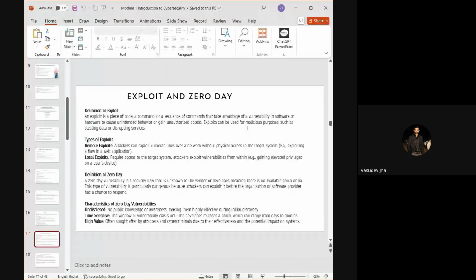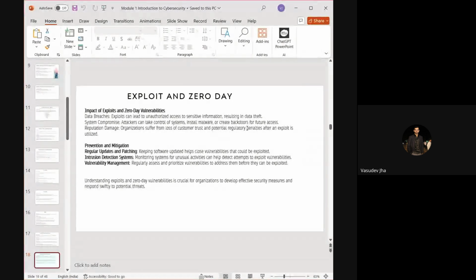Then zero-day vulnerability is very important in cybersecurity. A zero-day vulnerability simply means any vulnerability which is not known by the vendor, or the vendor hasn't provided a solution for it. So it means everyone knows about the vulnerability, but we don't have any solution for it. Until the vendors create the solution, that vulnerability will remain a zero-day vulnerability.